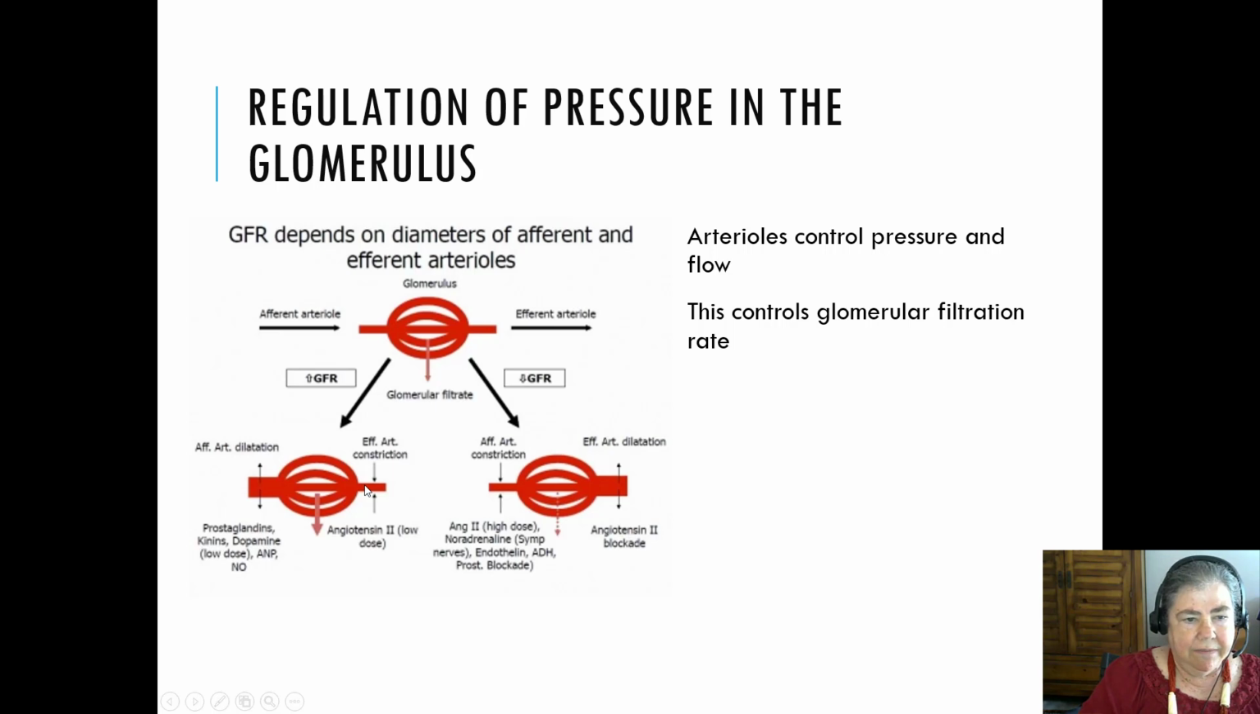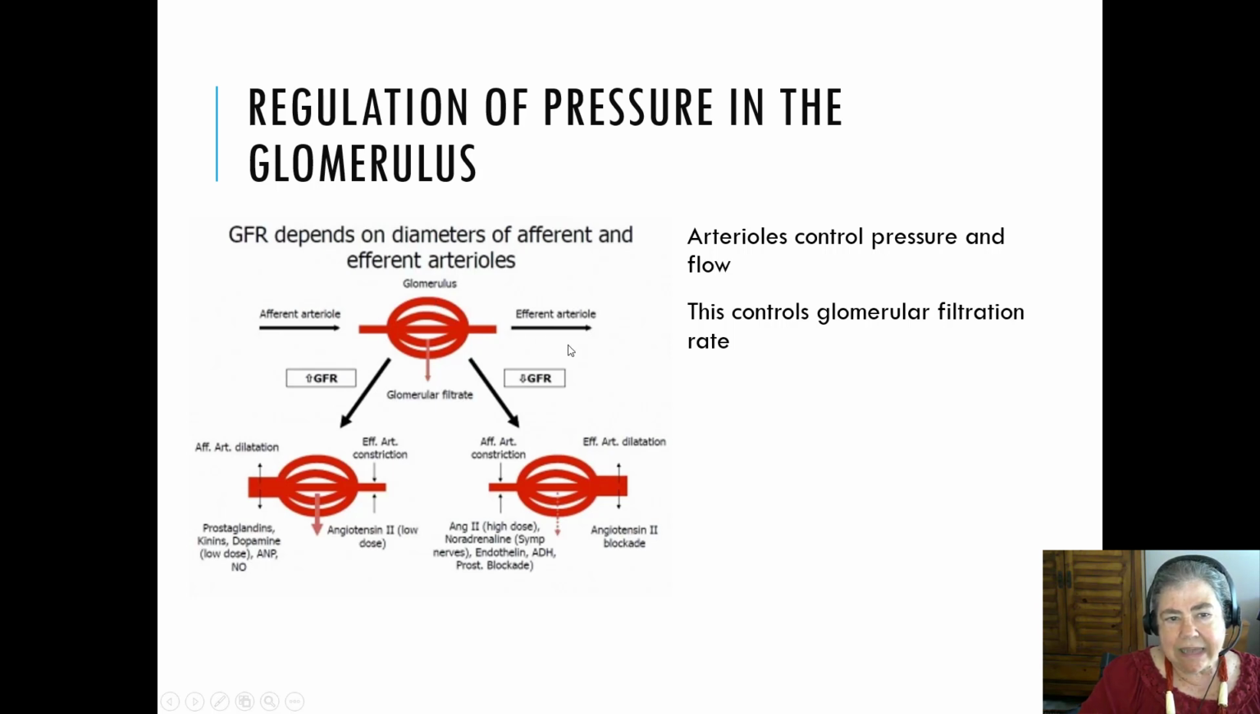But similarly, if we constrict the efferent arteriole, and low doses of angiotensin II do that, then we will get increased pressure in the glomerulus because there's resistance, so pressure is higher, and again we'll get increased GFR.